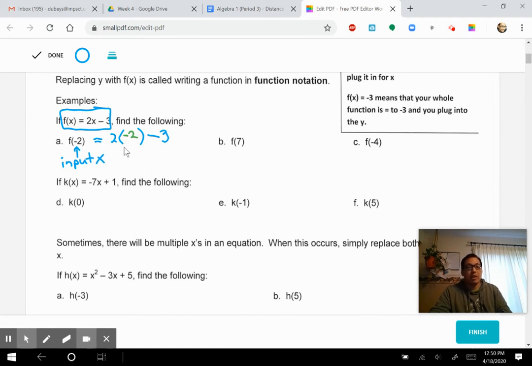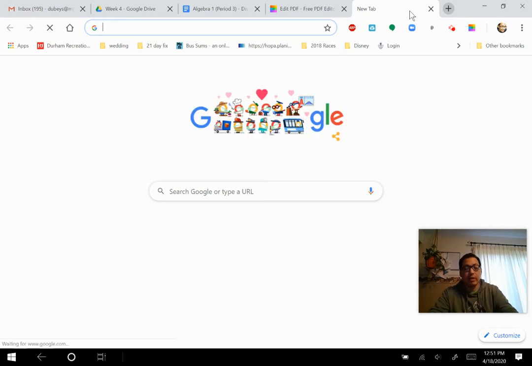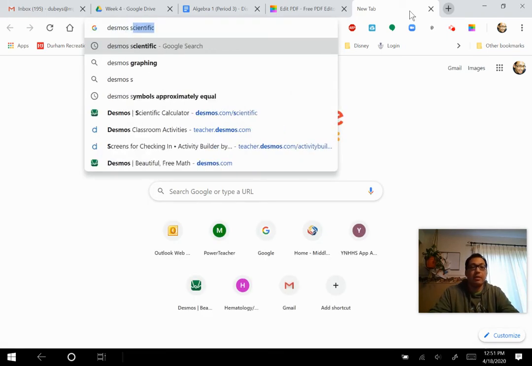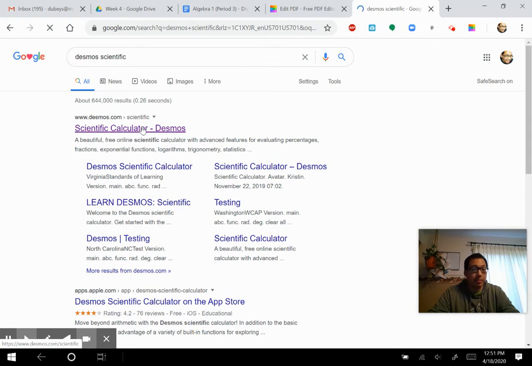And then what do we get? What is our output? Well, 2 times negative 2, you could use a calculator if you want. And there's a good calculator. Let me show you. If you don't have a calculator at home, you can always go to Desmos Scientific, and it will basically pull up a scientific calculator that you can use at home, anywhere.